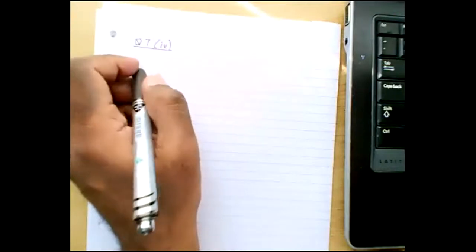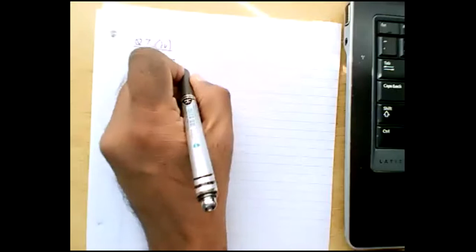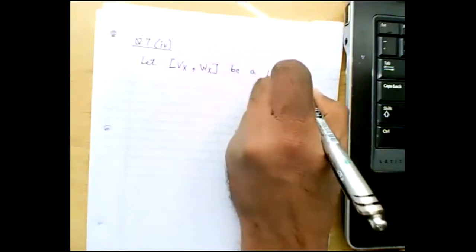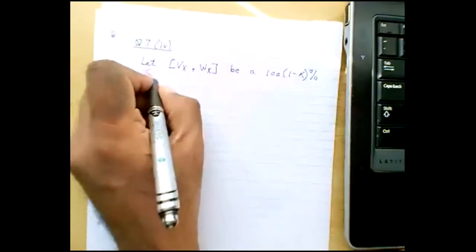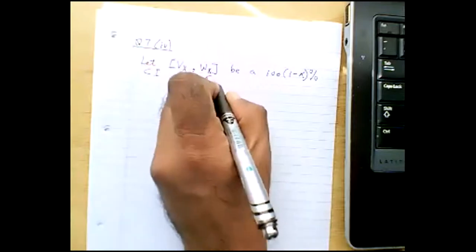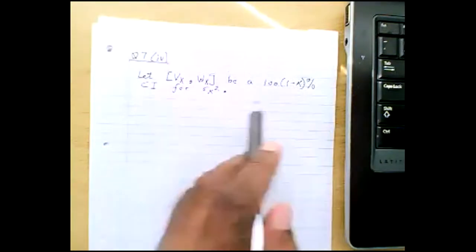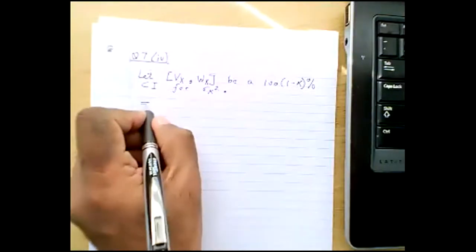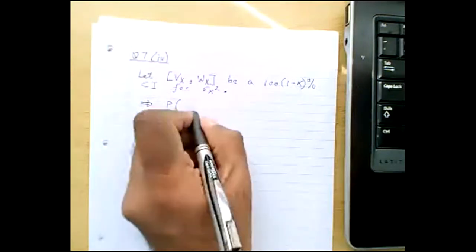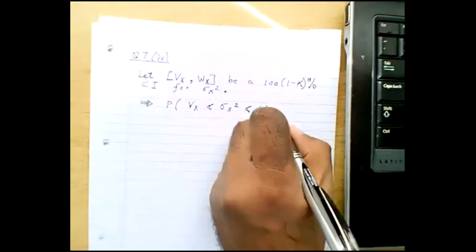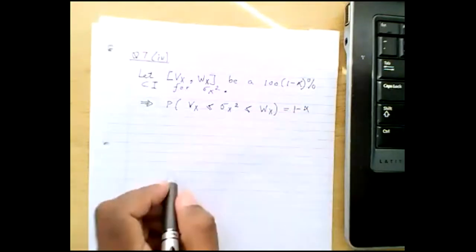of question 7. Question 7, part 4. So now here, what you're told is, okay, you're told that let this be a 100 times 1 minus alpha percent confidence interval for sigma x squared, which implies that the probability that is equal to this.